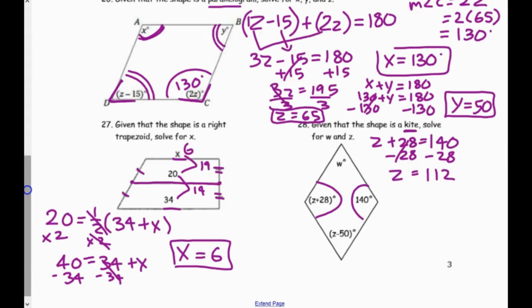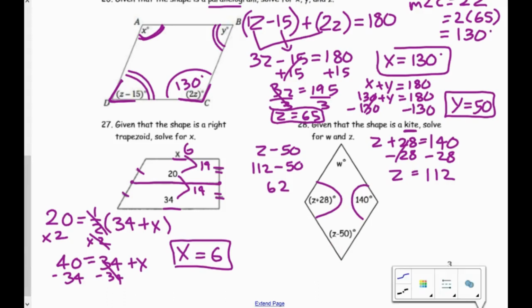So if I know Z is 112, what is this angle going to be right here? I need to plug it into Z minus 50. Z is 112, so 112 minus 50 is going to give me 62 degrees. So for this angle right here, I know it's going to be 62. So I got 140 here, I got 140 here, and I got 62 right here.